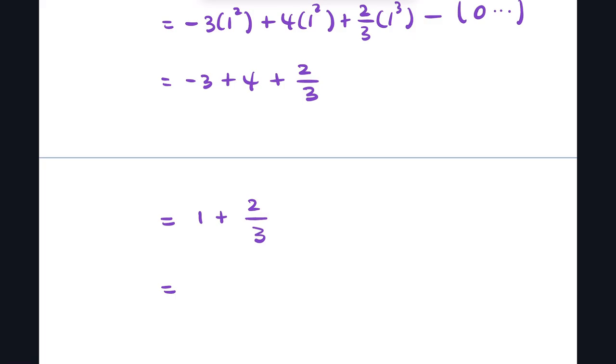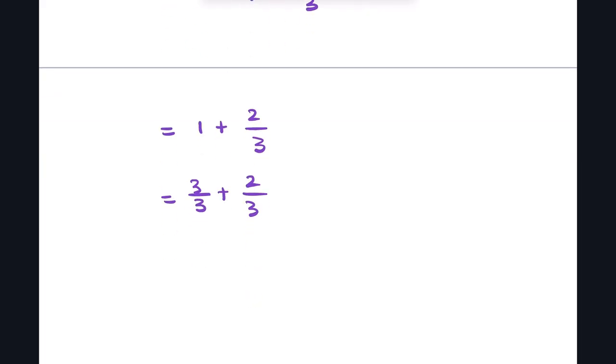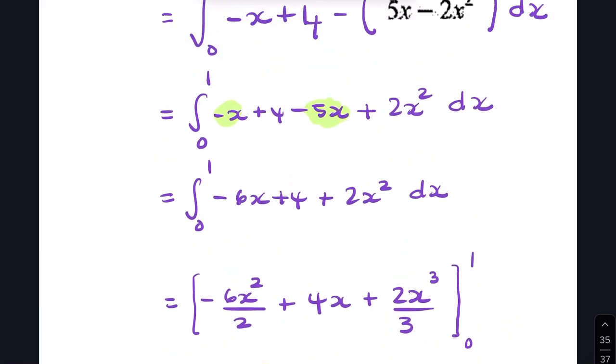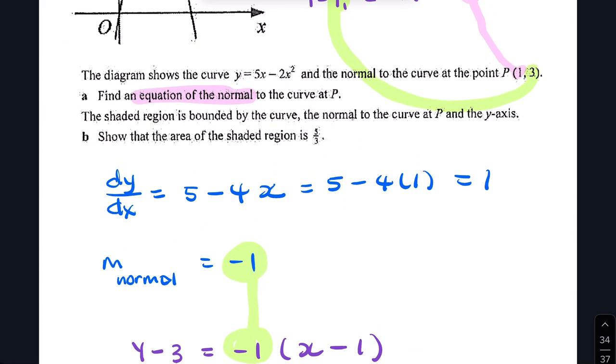And you can use your calculator, or you can write that as 3 over 3 plus 2 over 3, and that will give you 5 over 3, or just use your calculator. Okay, so that is the area between the graph and the line, and that's what they asked for here.